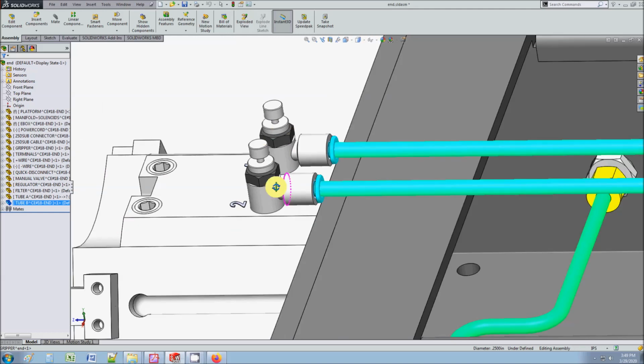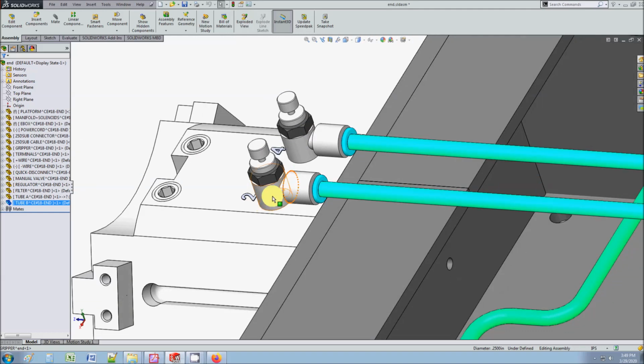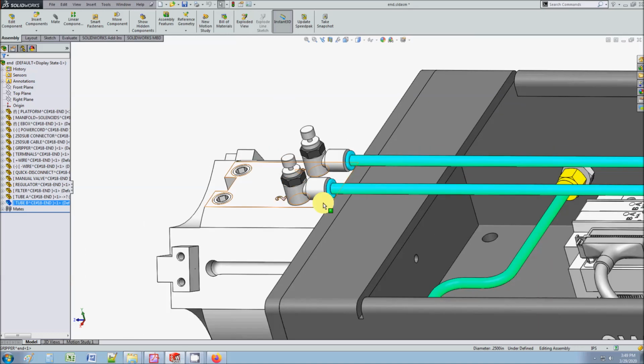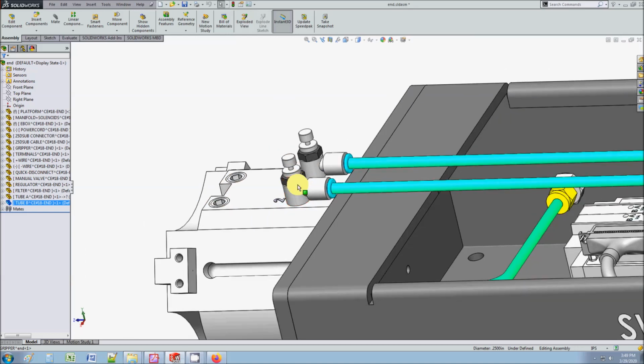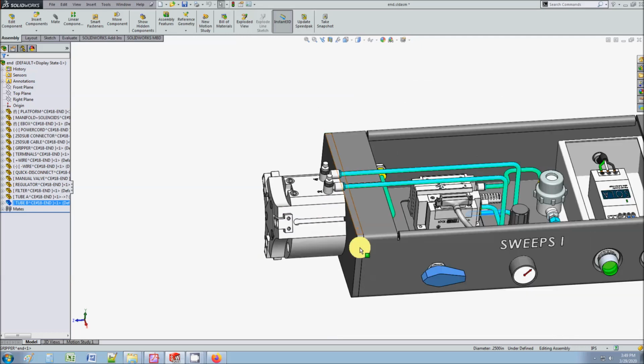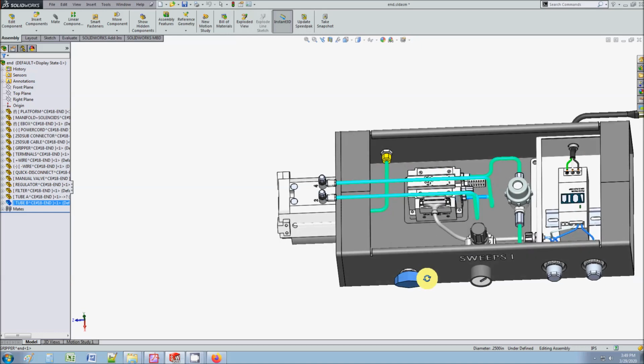These are just speed controllers. I highly encourage you to include speed controllers because a lot of times if you don't, it's going to slam. The actuator is going to slam back and forth and it's going to damage your actuator. The speed controller is like a regulator. You just adjust this thumb screw and, like a needle valve, it will regulate down the pressure inside the actuator and kind of cushion the actuation. So it will make your actuator last a lot longer.